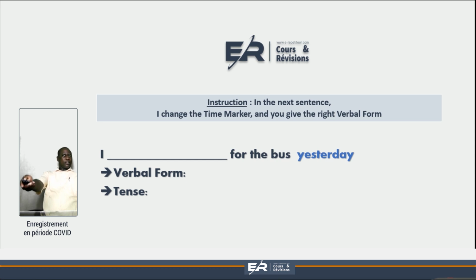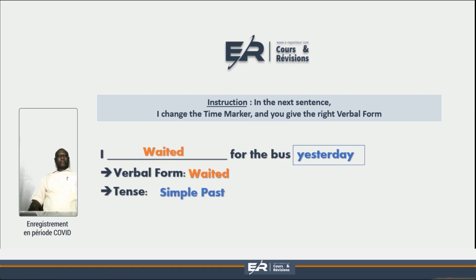Now, I have changed the time marker. From every day, we go to yesterday. So, I blank for the bus yesterday. What is the correct verbal form? I waited. I waited for the bus yesterday. Which tense is it? Simple past.